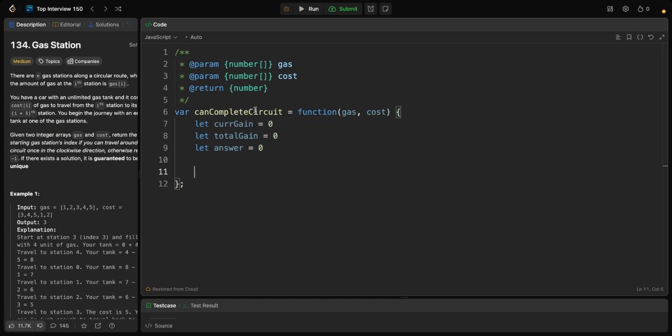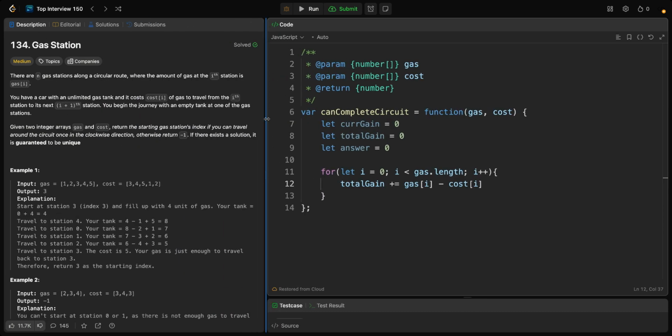We'll create a for loop. Let i equals 0, i less than gas.length, i plus plus. I will say totalGain will plus equal the same formula that we did before, so whatever comes from gas[i] minus cost[i]. If you remember, we did that each time.